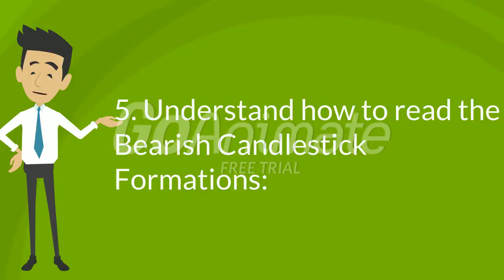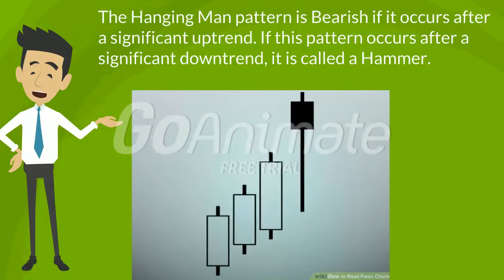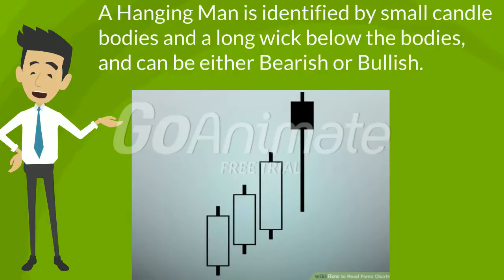5. Understand how to read the bearish candlestick formations. A long bearish candle occurs when prices open near the high and close lower, near the low. The hanging man pattern is bearish if it occurs after a significant uptrend. If this pattern occurs after a significant downtrend, it is called a hammer. A hanging man is identified by small candle bodies and a long wick below the bodies, and can be either bearish or bullish.